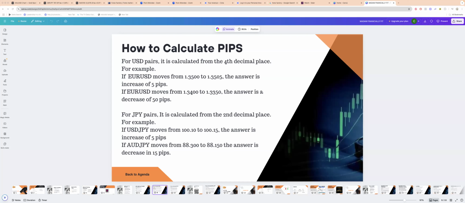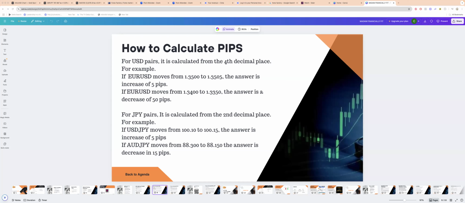Now let's take another example. If EURUSD moved from 1.3400 to 1.3350, how many pips did it move? Let me see. The answer is there. I don't believe you guys, so let me drill you a bit.